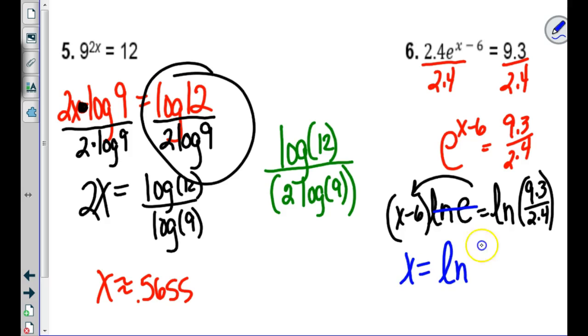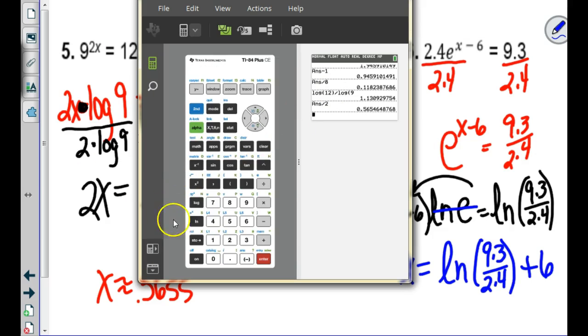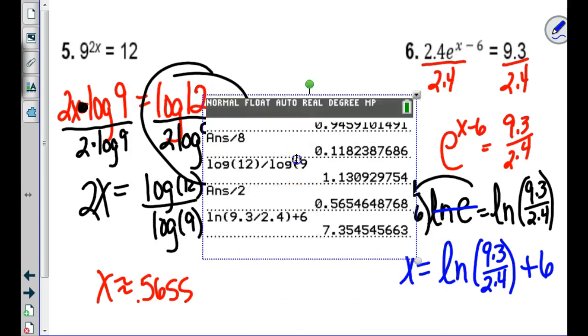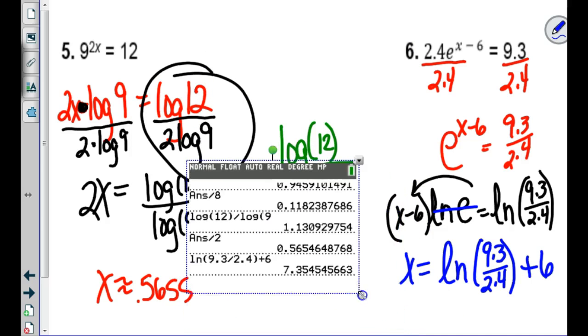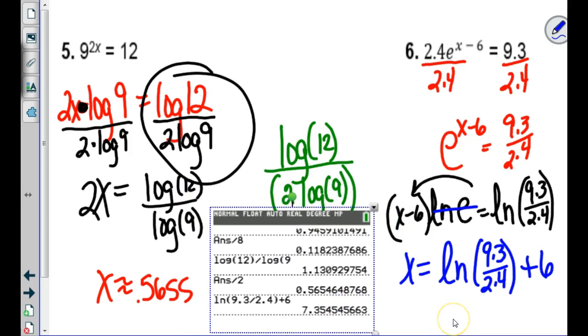Add 6, yeah. So if we're going to type this all in at once, and you don't have to, you can give me a decimal along the way on this one, I don't care. You'd have ln of 9.3 divided by 2.4 plus 6. 7 point something? Someone get that? 7.35 if you rounded to 2 or further.